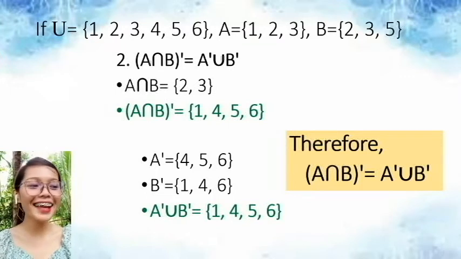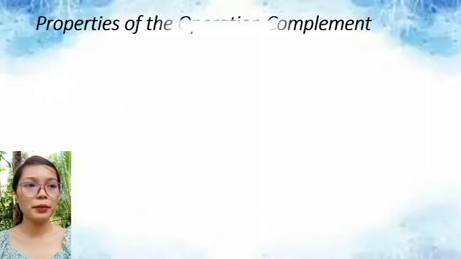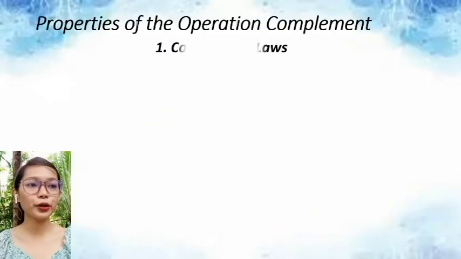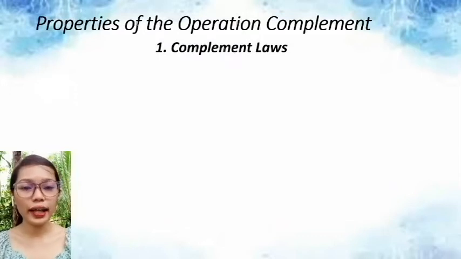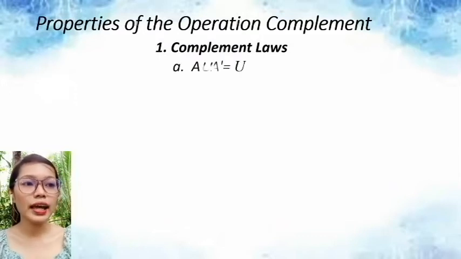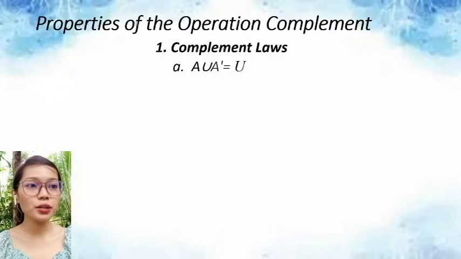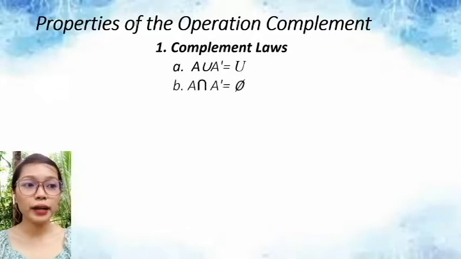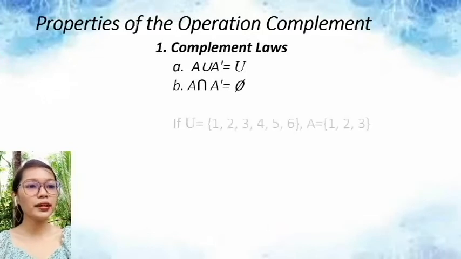That is right. Okay. We have also properties of the operation complement. First property is called the complement law. So, A na to nga complement law is A union A prime is just equal to the universal set. And B, A intersect A prime is null set. And let us see. We have here an example.